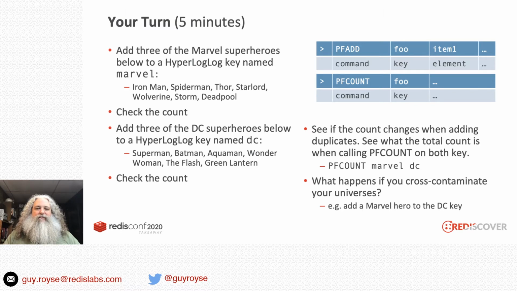And then what happens if you cross-contaminate your universes? What if you add Superman to the Marvel key? What happens when you call pfcount against Marvel, against DC, and against both of them? Go ahead and try that and find out how that works. And I'll be here when you get back.